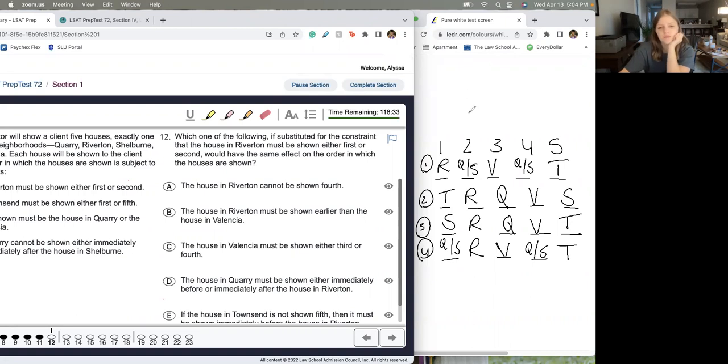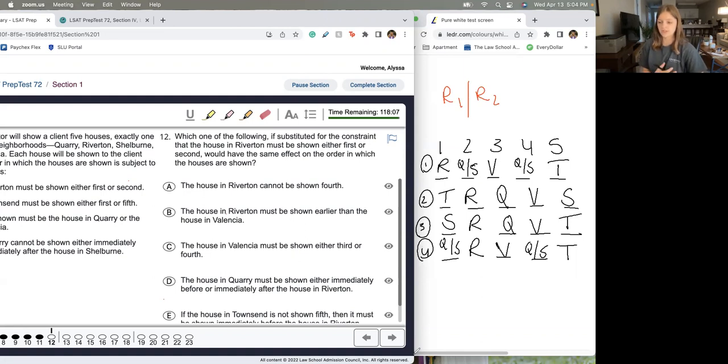So it says, which one of the following, if substituted for the constraint, the house is either first or second, would have the same effect in the order in which the houses are shown. So substitute questions must produce the same diagrams that we have. We can't create any new ones. We can't disallow any old ones that we have. We have to make sure that we're creating the exact same ones.